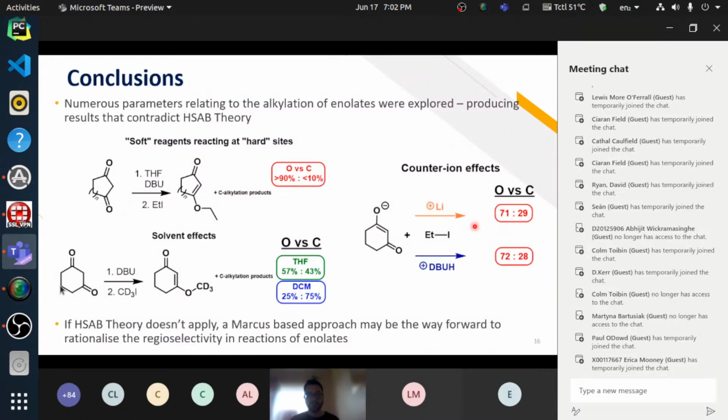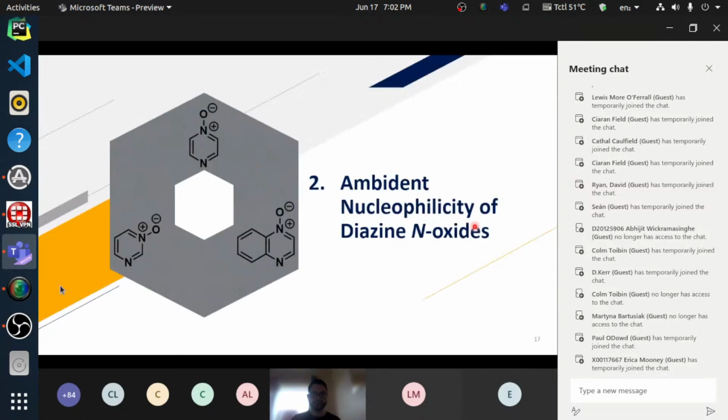So we hope that we can use these numbers that we got from our calculations to maybe build a speculative model that will help us figure out what's going on in the reactions. So the second half then is just the ambident nucleophilicity of diazine N oxides.